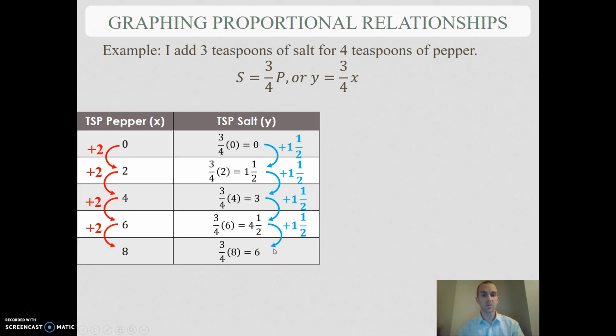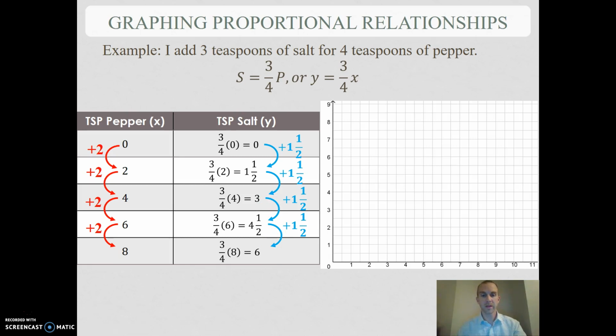So I can now plot these points on my coordinate plane. I've got 0, 0, then 2, 1.5. So my x value is 2, my y value is 1.5. Then I'm going to go to 4, 3. Then 6, 4.5. And then 8, 6. And I can see that I can draw a line through those points, and that line includes all the different values, not just the ones that I showed, but all the values that would make this statement true.